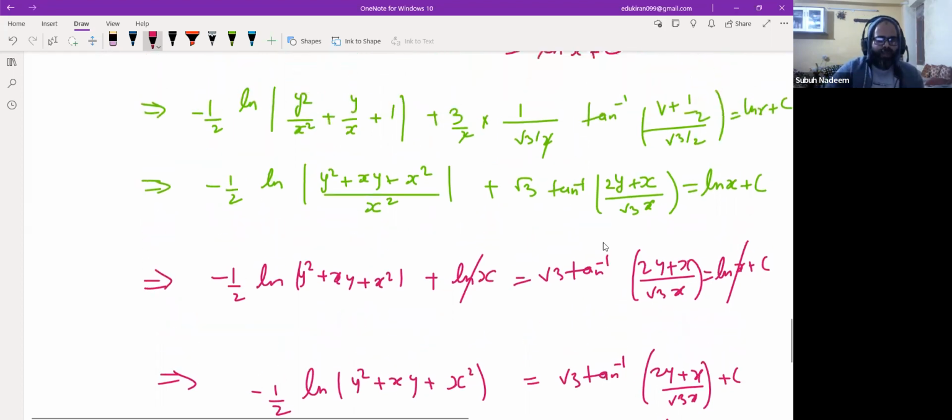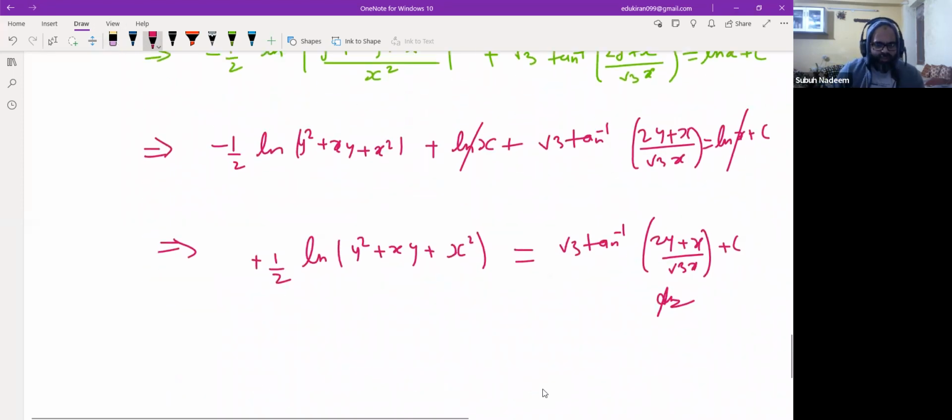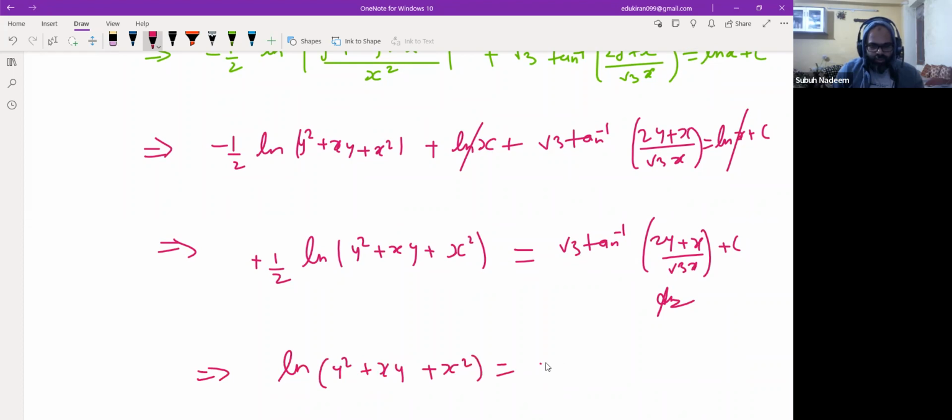Oh, sorry, I made a small mistake. This is a plus sign here, not equal to. Equal to is here. So this is a plus sign. So if it goes there, then it will become half log x plus, is equal to this. So they have given the answer like this, that log of y square plus xy plus x square is equal to 2 root 3 tan inverse 2y plus x. So all of your integration concepts are being revised here.